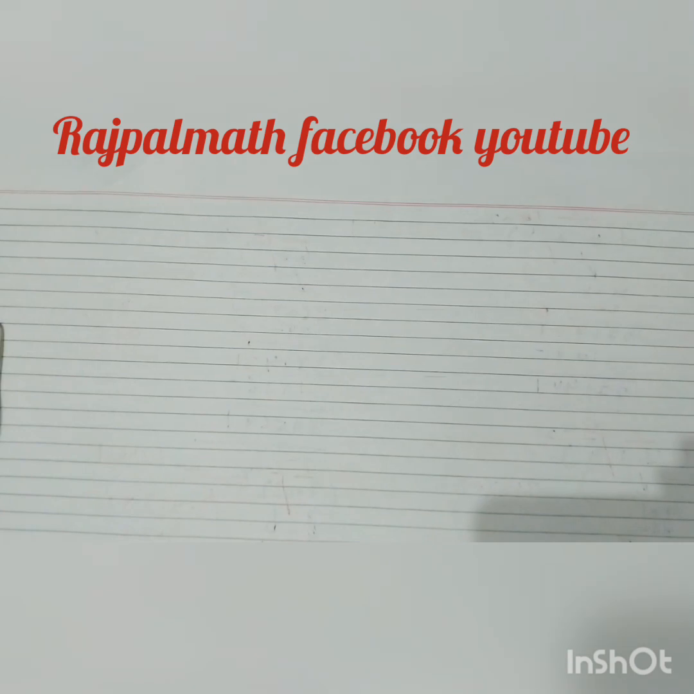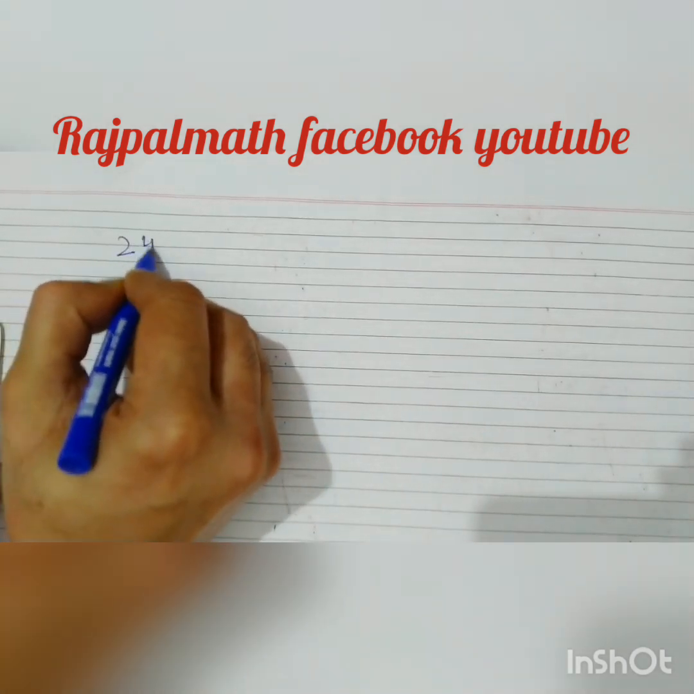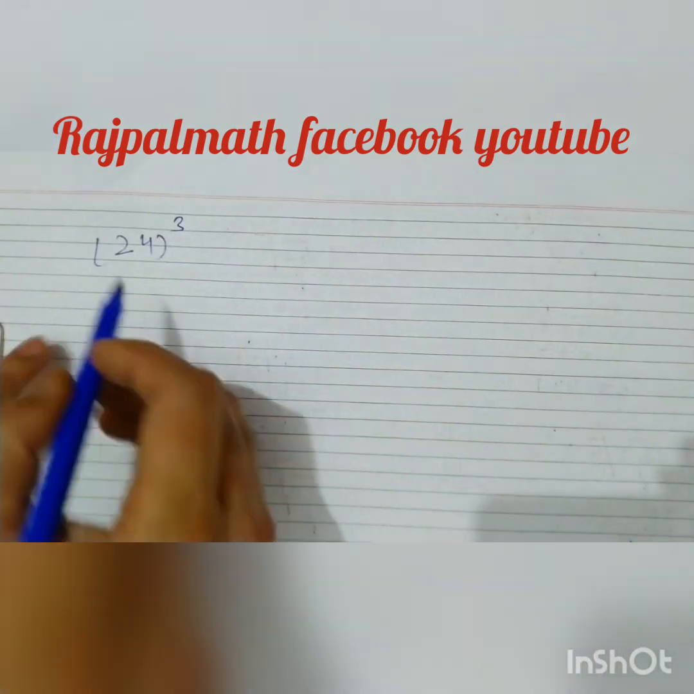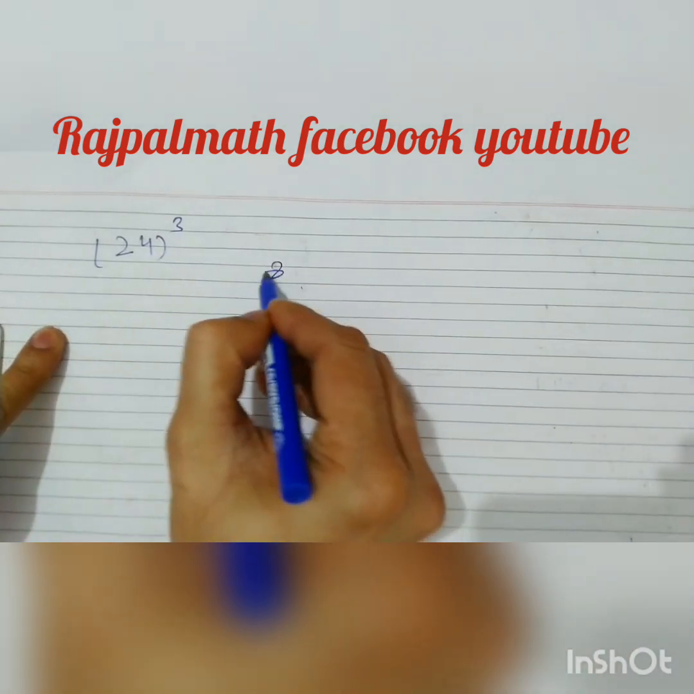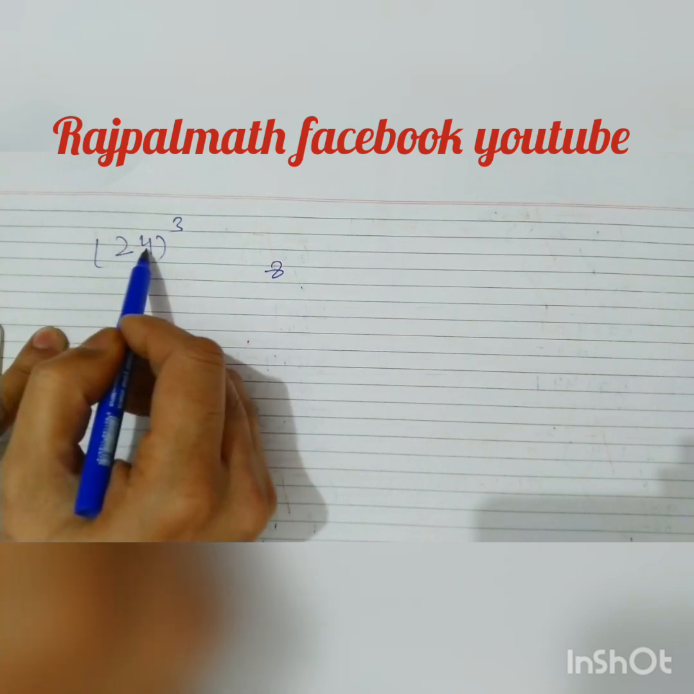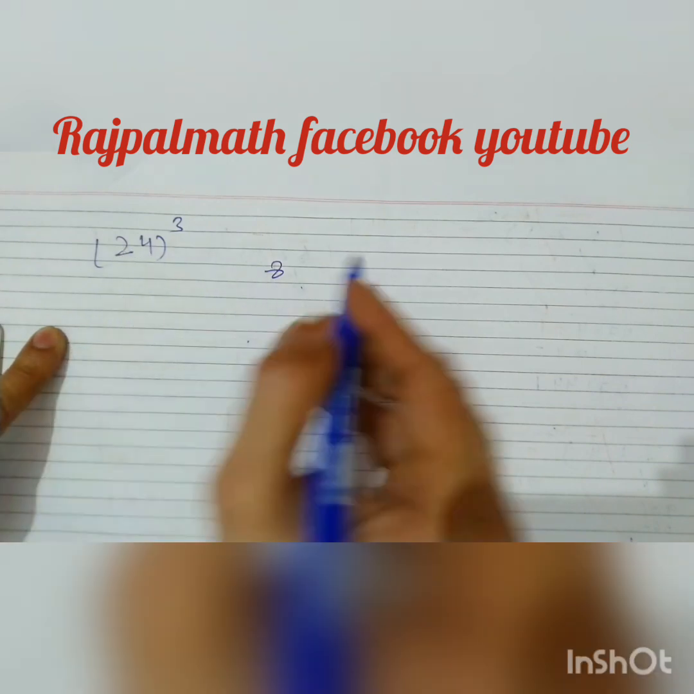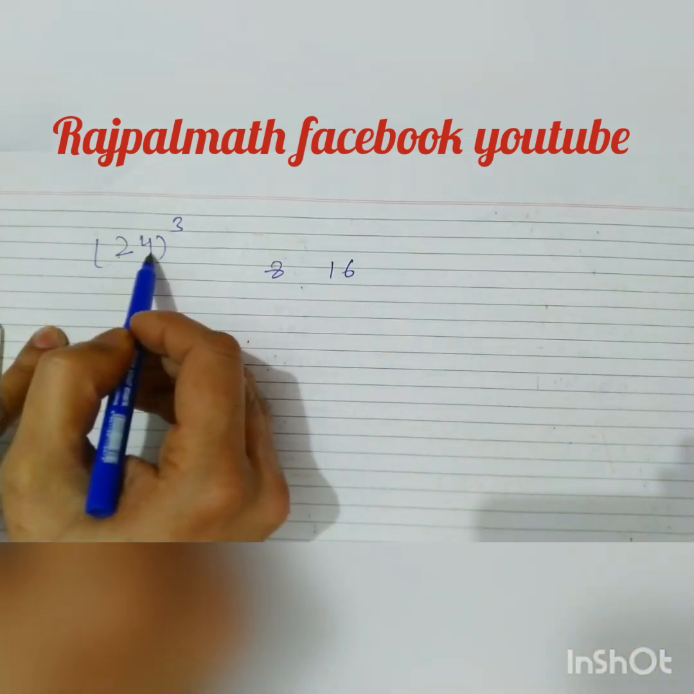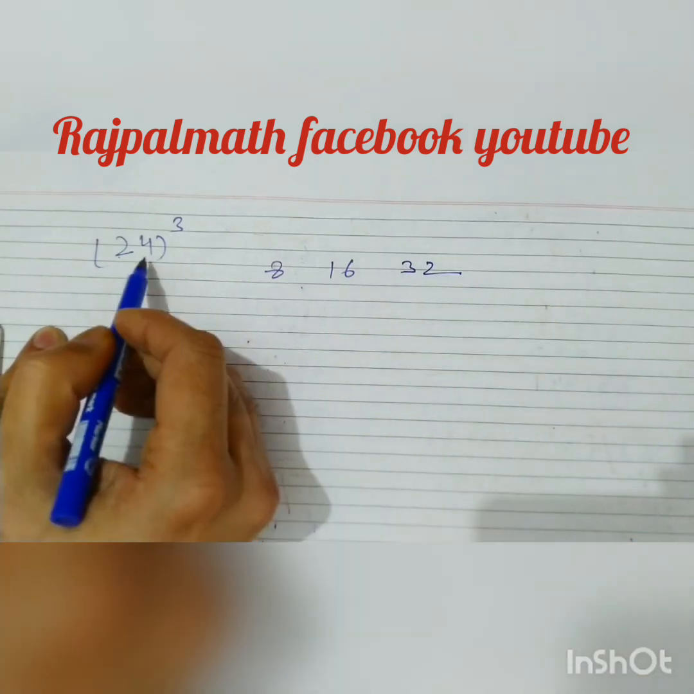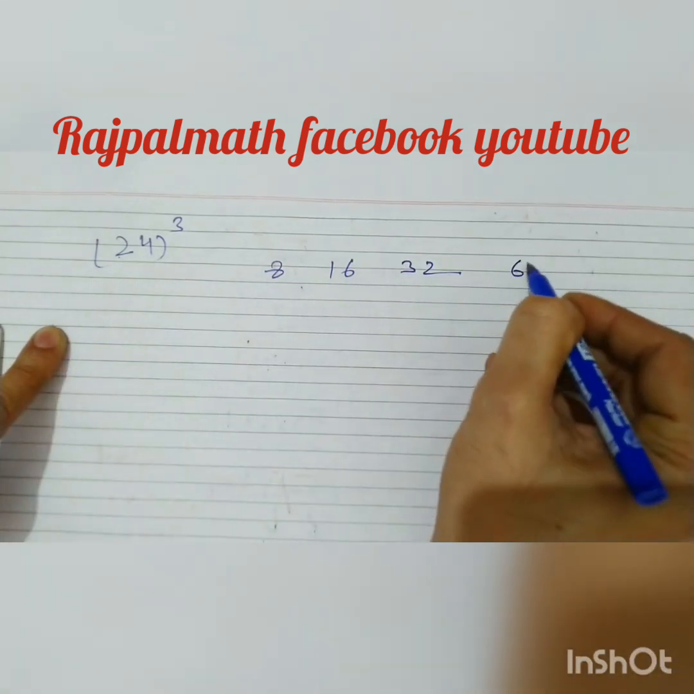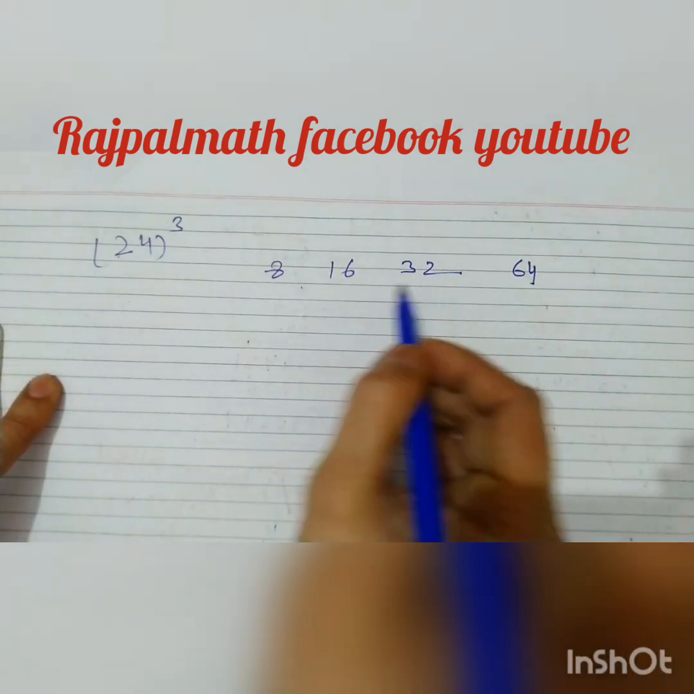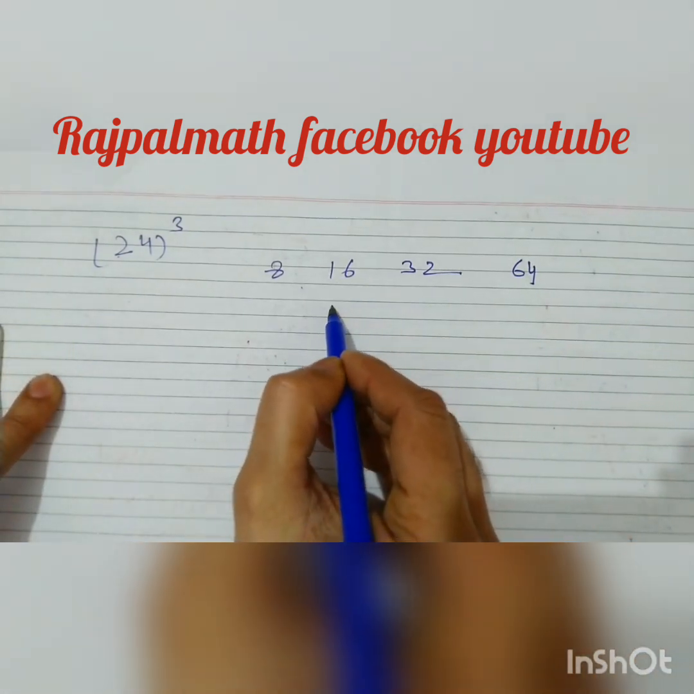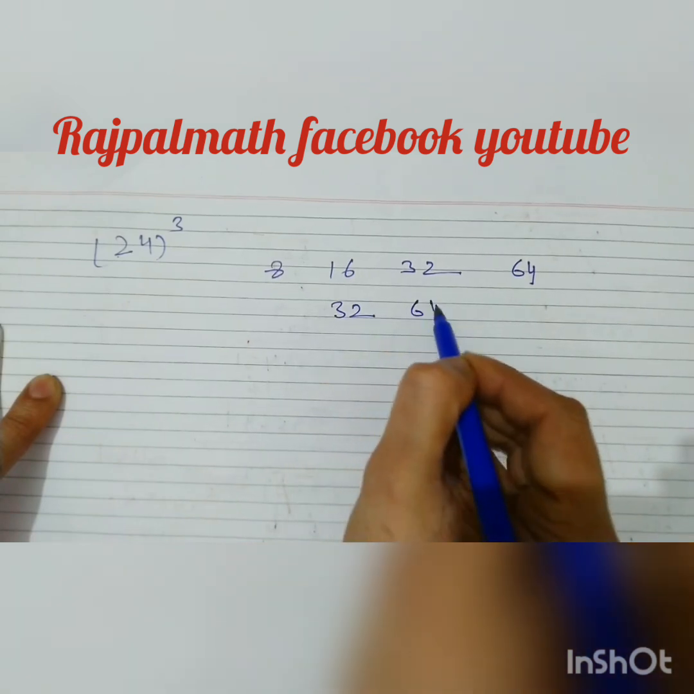One more example for practice. Find the cube of 24. Now cube of first digit is 8. Square of first into second. Square of first is 4. 4 into 4, 16. First into square of second, 2 into 16, 32. And cube of last, 64. Double the middle two slots, 16 into 2, 32, 32 into 2, 64.